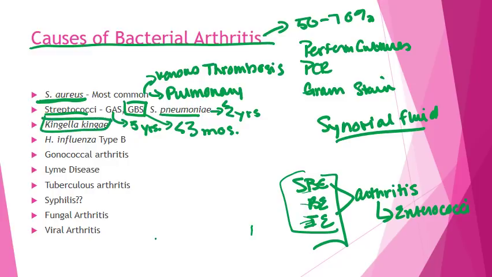Kingella kingae, this is another one of those ones that I brought up. It was one of your HACEK organisms for the SBE or BE, and we do find that in children younger than 2 to 3 years of age. We also find it as a cause of bacterial arthritis in adults. Haemophilus influenzae type B, another cause of osteoarticular infections in young children, particularly in those who are unimmunized or underimmunized if they haven't completed their course. Gonococcal arthritis is actually kind of an interesting one.